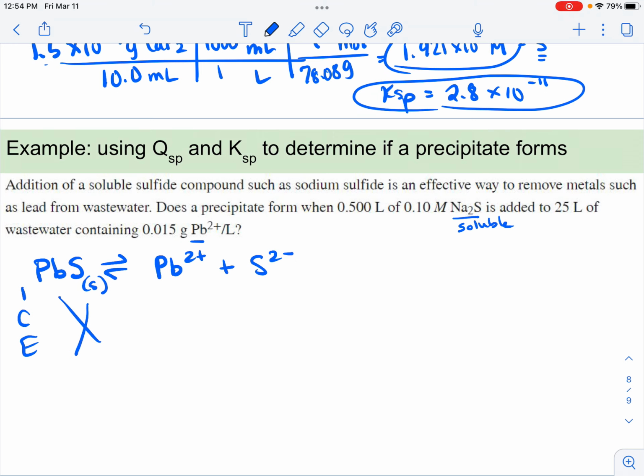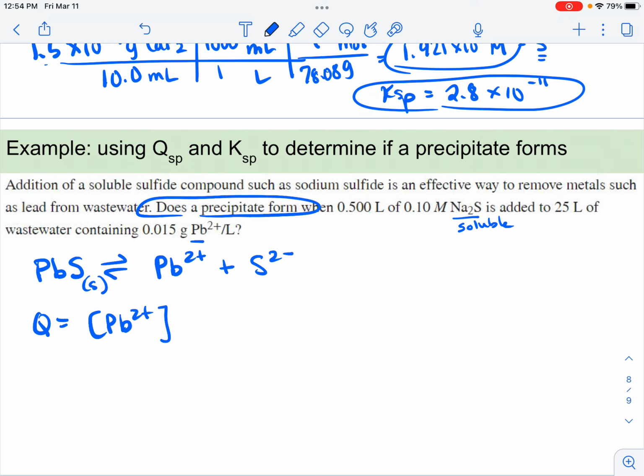And actually, I don't need to look at my ice chart because they're not asking me about initial versus equilibrium, so sorry, let me back up. I'm going to do my Q expression, which would be Pb2 plus times S2 minus, because they're asking me if a precipitate will form. You need to know Q versus K, right? Because if a precipitate forms, that means that the reaction would head this direction toward the solid. If the precipitate doesn't form, that means that the reaction would head this direction. That means no precipitate. So you have to use Q versus K to make your decision about what's happening there.